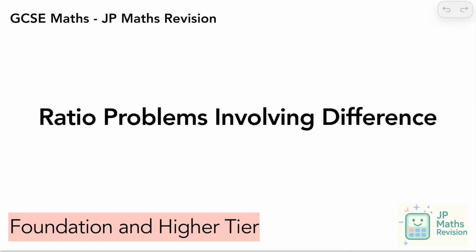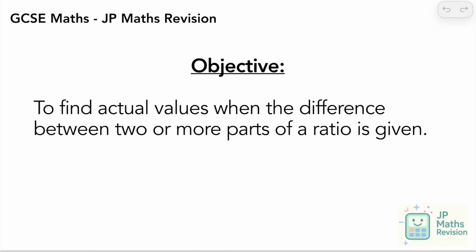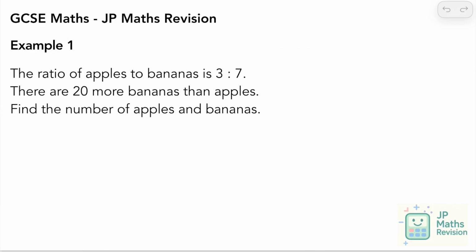Hello, in this video we're going to be looking at ratio problems that involve difference. So the objective here is to find actual values when the difference between two or more parts of a ratio is given. So here's an example. It says the ratio of apples to bananas is 3 to 7 and there are 20 more bananas than apples. We need to find the number of apples and bananas.